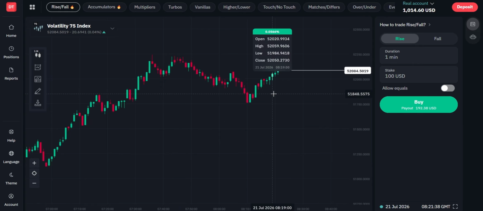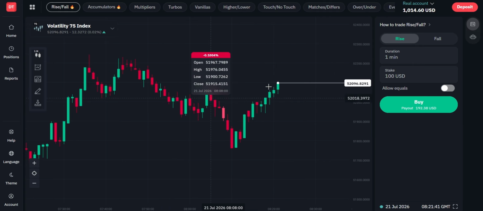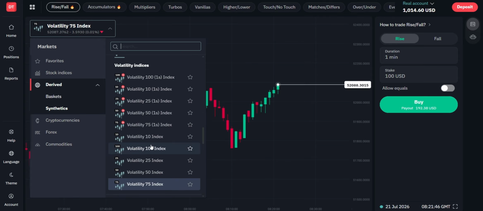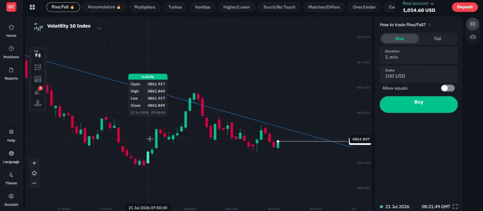Don't trade this type of market. This is the choppy market, right? Don't trade this type of market. Small candles and no momentum. So don't try to trade.